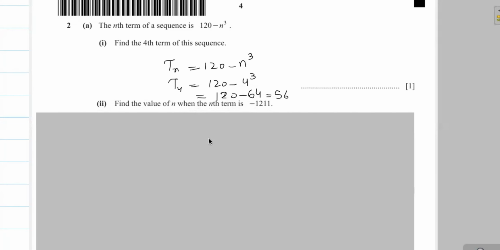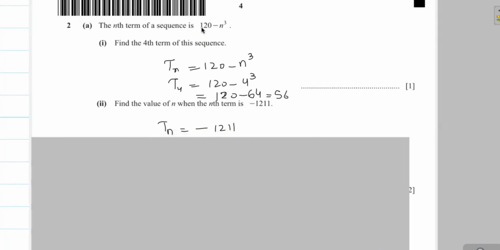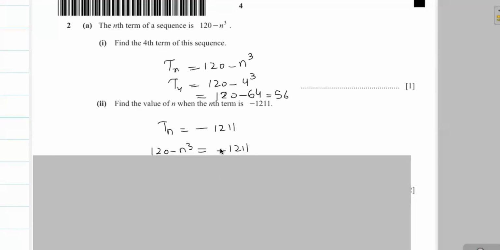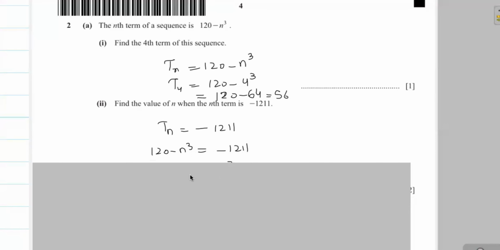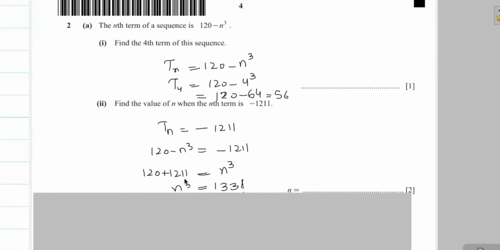Part second, find n if the nth term is minus 1211. You know the nth term of the sequence is 120 minus n cube. We will write 120 minus n cube equal to minus 1211. Now we shift the value n cube from left to right side. This becomes plus n cube, and we shift 1211 from right to left. This becomes 120 plus 1211 equal to n cube. We will add 120 plus 1211. This value will be equal to 1331.